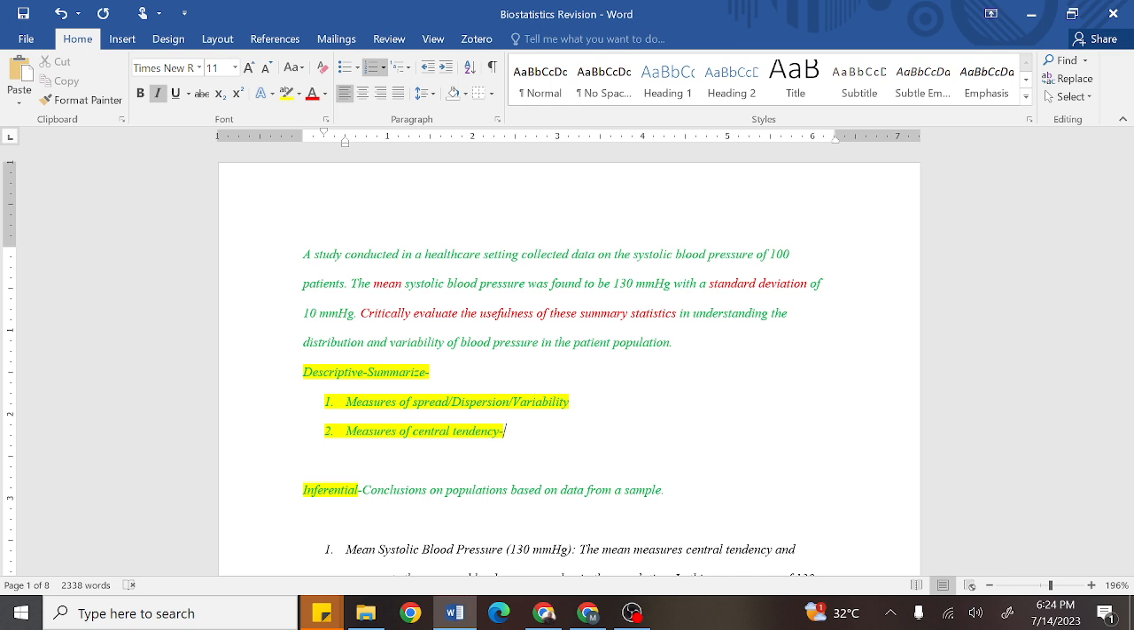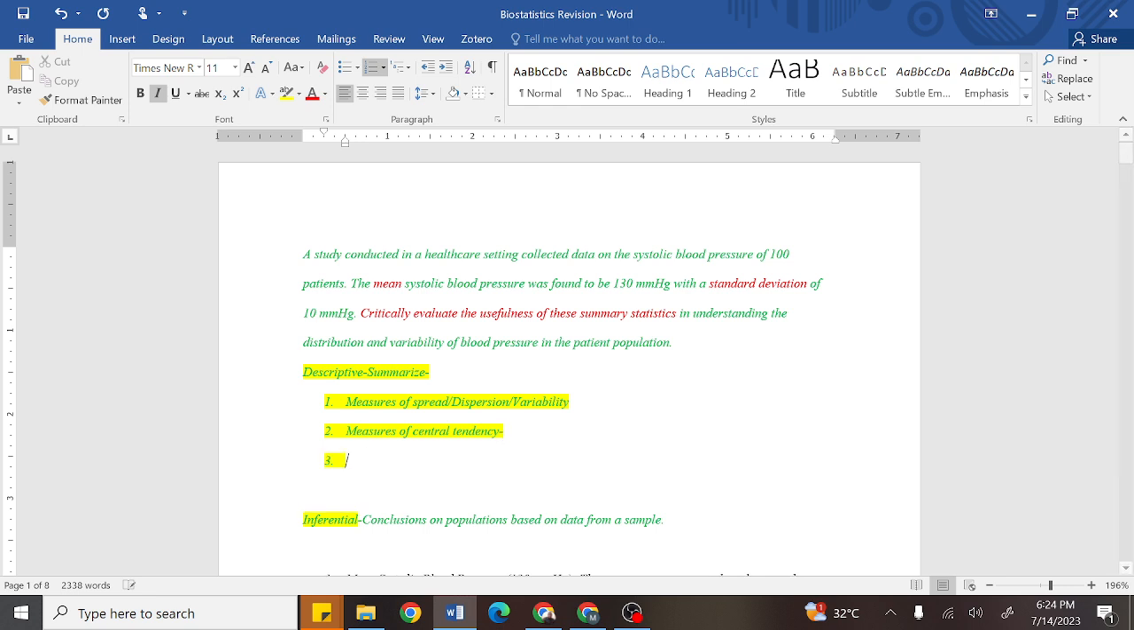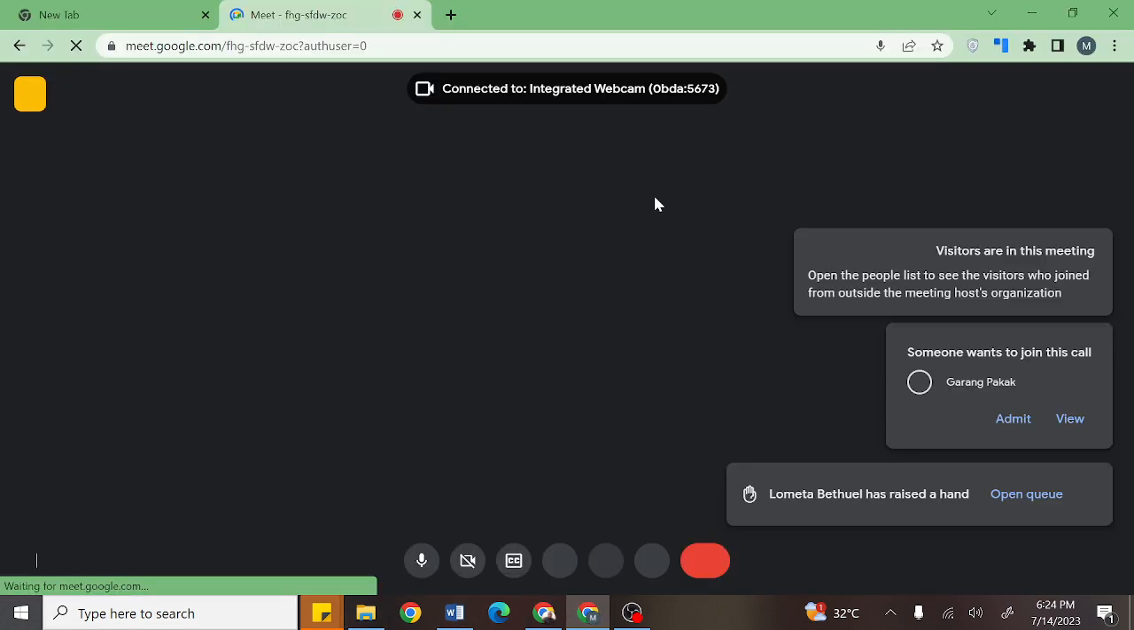Let me explain it here. So you have 10 students with the following scores in epidemiology. We have 10 students who have the following scores in epidemiology.